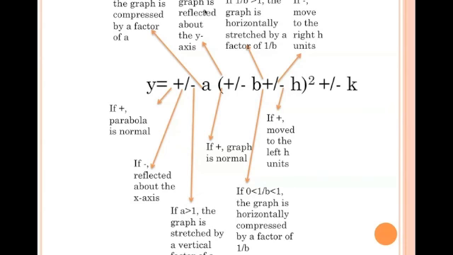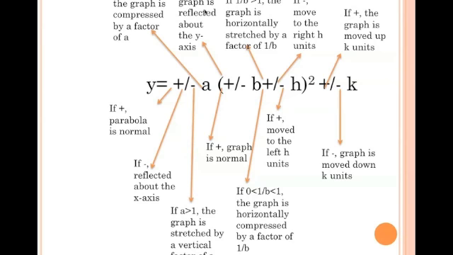If h is negative, the graph moves h units to the right. And if h is positive, the graph moves h units to the left. If k is positive, the graph is shifted k units up. If k is negative, the graph is shifted k units down.